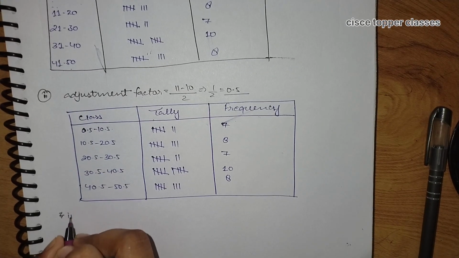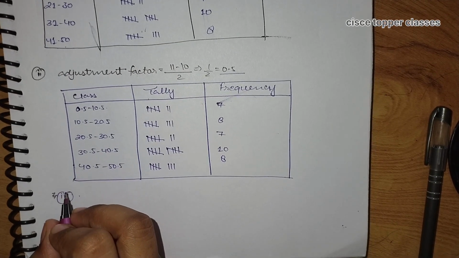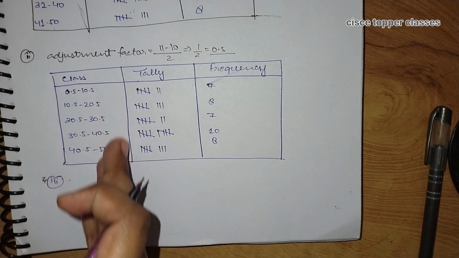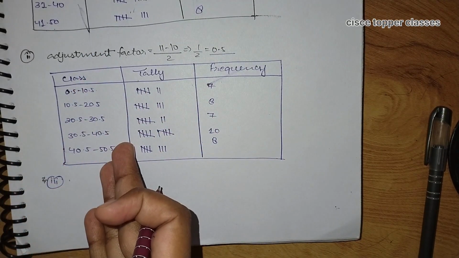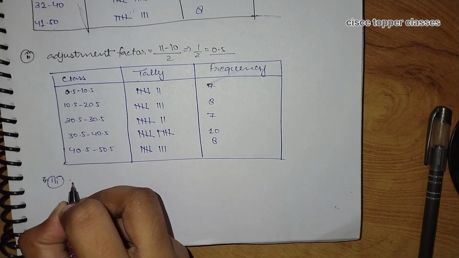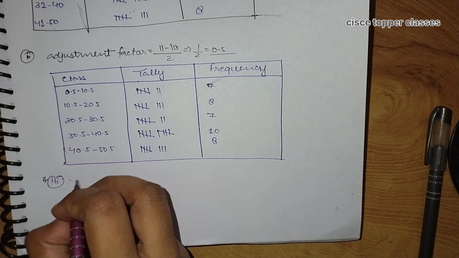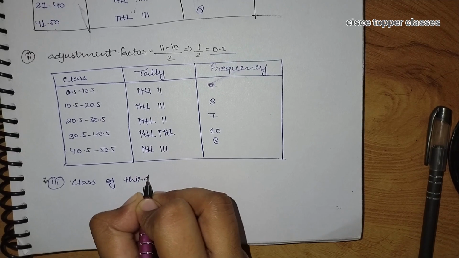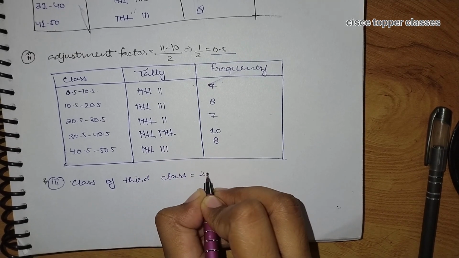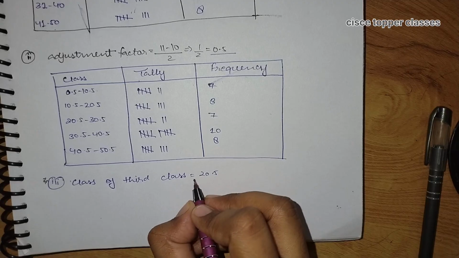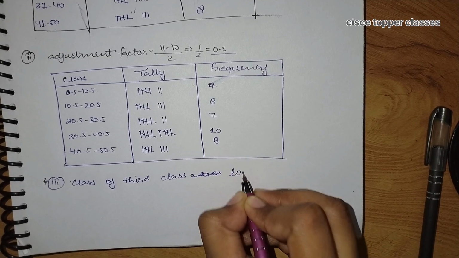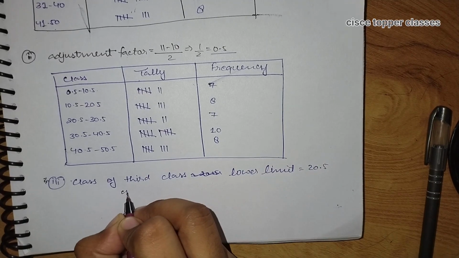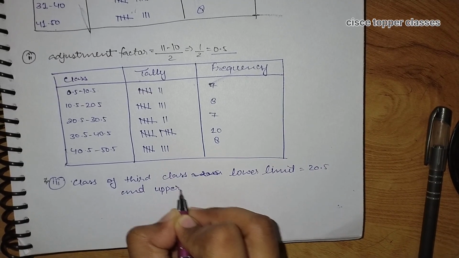So by taking these numbers, we have to draw the tally marks and frequency in the second part. Now the third part is asked: state the two class limits of the third class. We know true class limits means the class intervals after the adjustment factor. So if we see the class limits of the third class in the true value, this is 20.5. Sorry, this is the lower limit. The lower limit will be 20.5 and the upper limit will be 30.5.